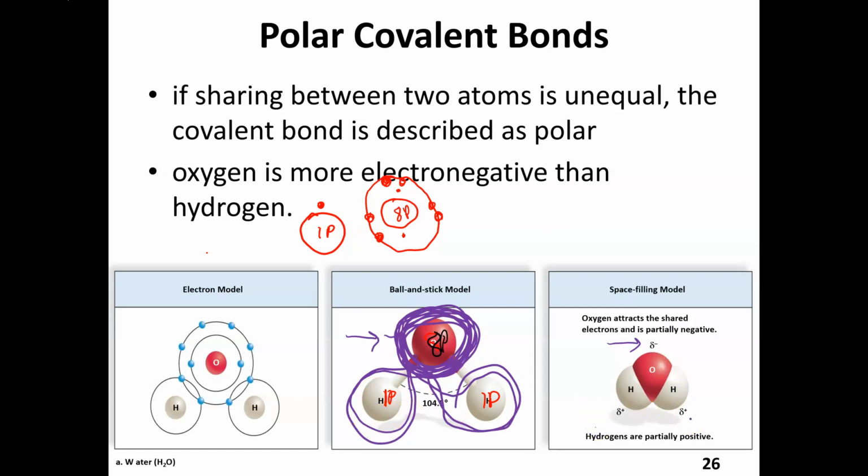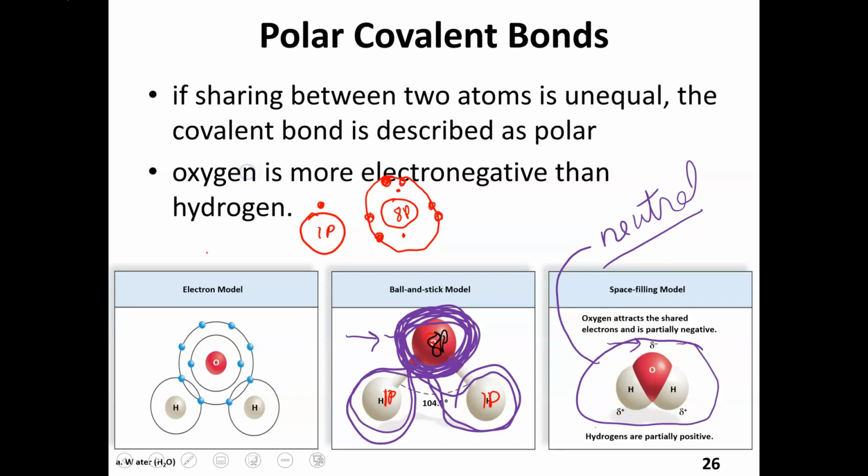So the overall compound here is neutral because they're all bonded, right? You still have a partially positive and partially negative charged region, and that's a polar covalent bond.